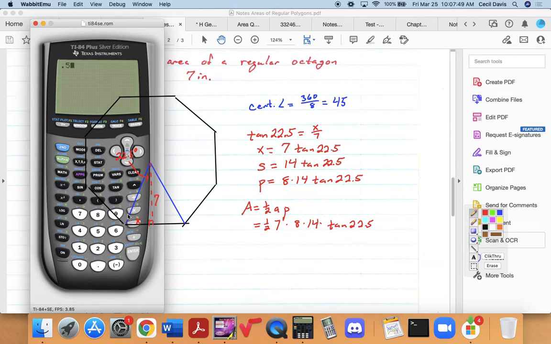So 0.5 times 7 times 8 times 14 times the tangent of 22.5. And since it didn't say, I'll round it to the nearest hundredth. Your worksheets almost always say what to round it to. So it'd be 162.37 square inches.